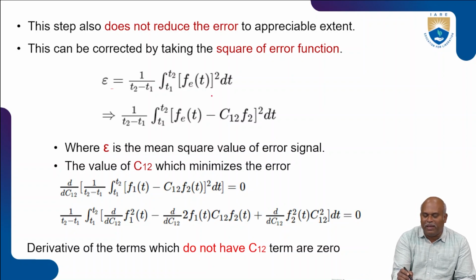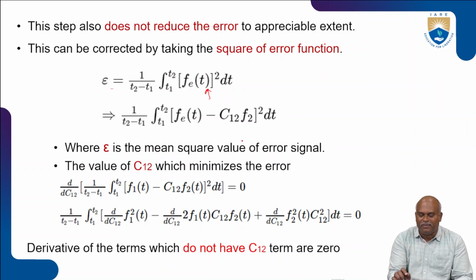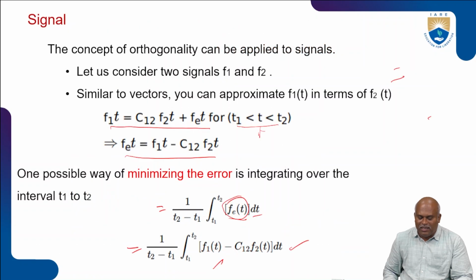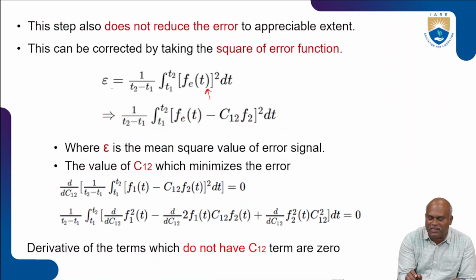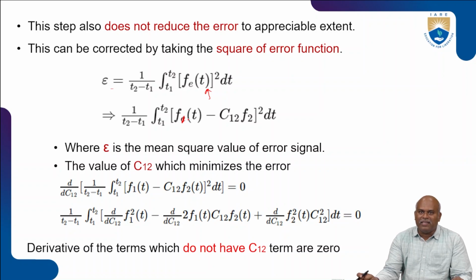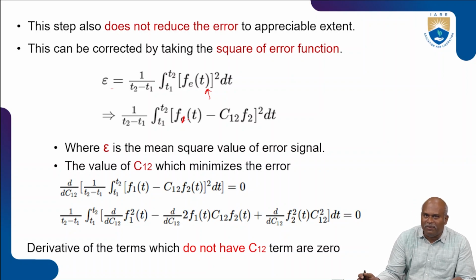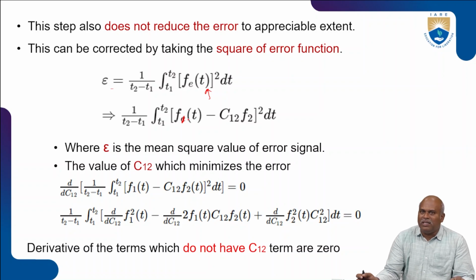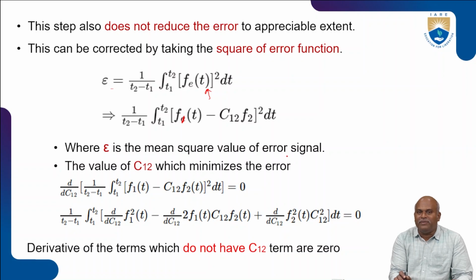Now we apply Fe of t. We know Fe of t is represented as F1 of t minus C12 F2 of t. So epsilon is 1 by T2 minus T1, the integration from T1 to T2 of F1 of t minus C12 F2 of t whole square dt, where epsilon represents the mean square error value of the signal.